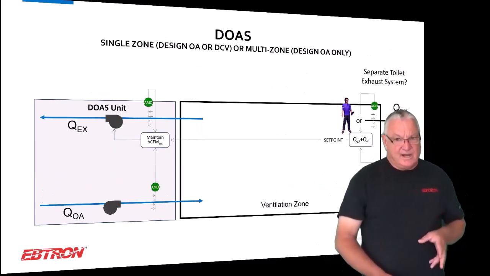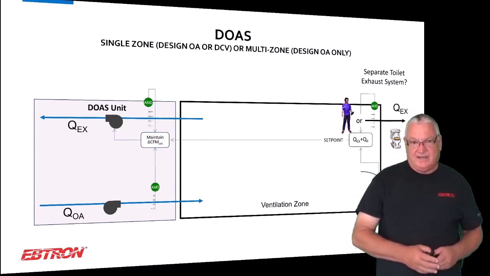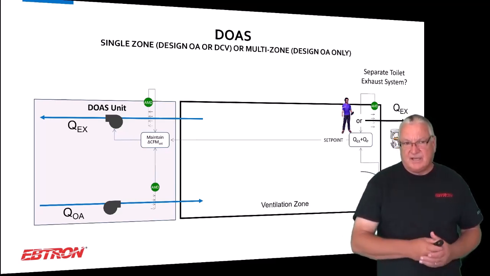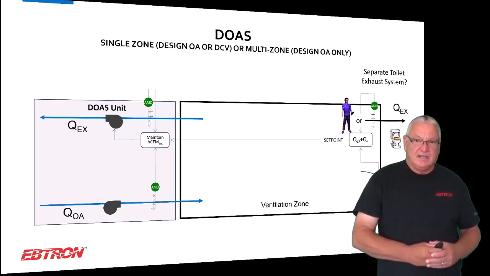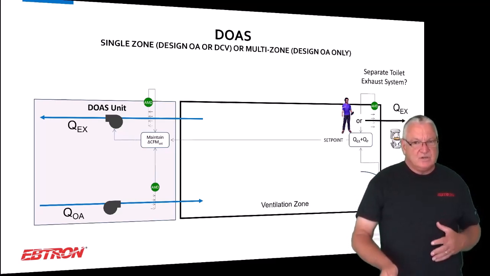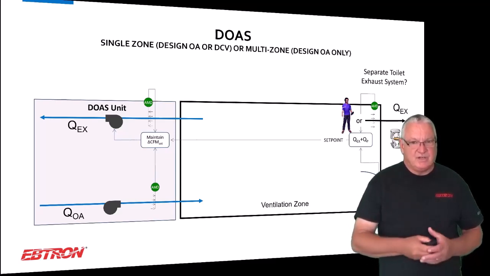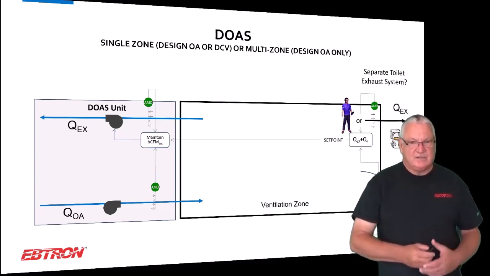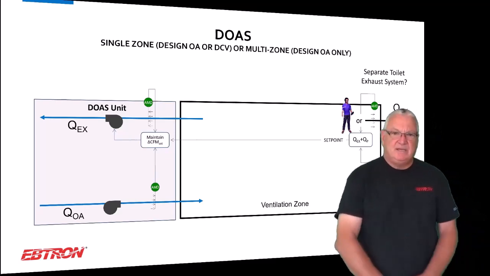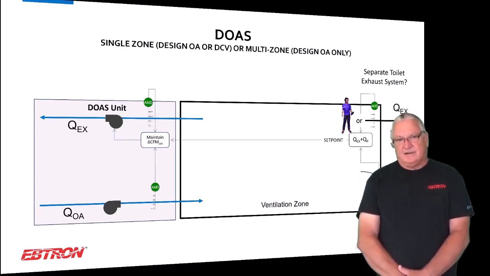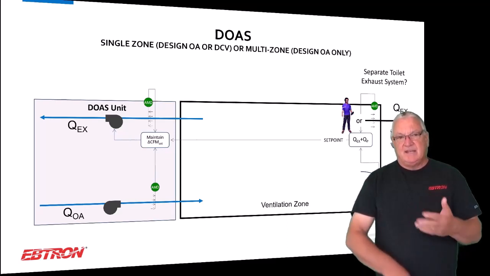Now we get into DOAS, particularly with energy recovery. Single zone, you want to measure the flow into and out of the zone. You may be providing plenty of outdoor air, and you may not be that concerned about that. But what you do need to be concerned about is maintaining the differential.